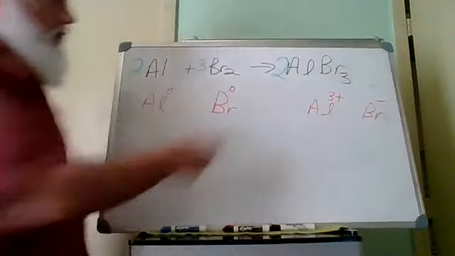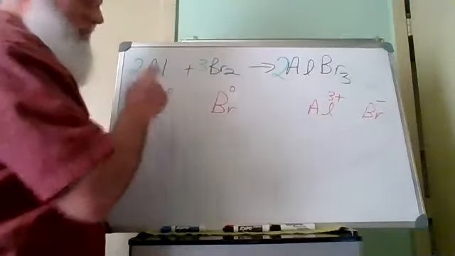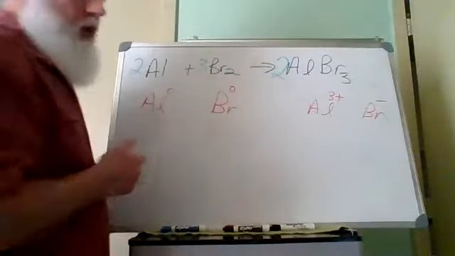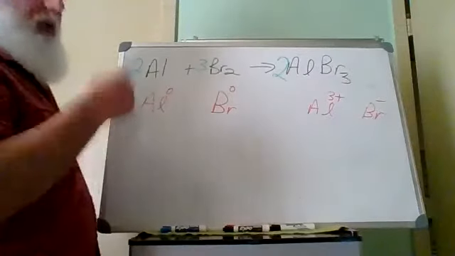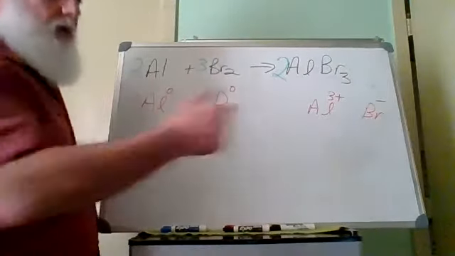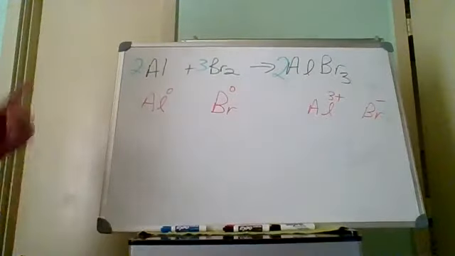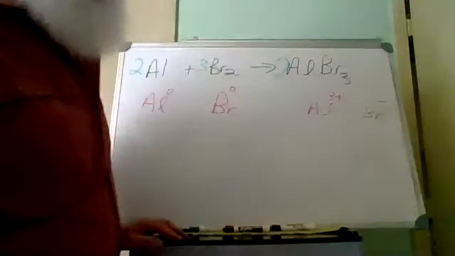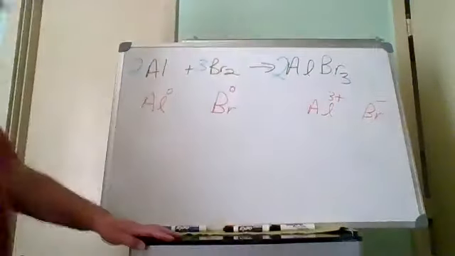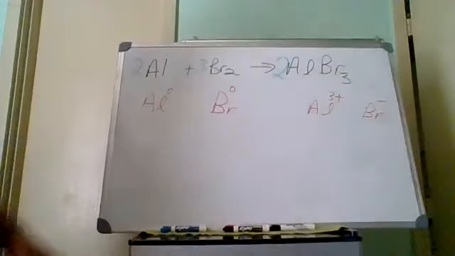That means it gained electrons. So what has happened here? The aluminum metal has given up its valence electrons to the bromines. Right? So electrons were transferred from the metal to the nonmetal. That makes this an oxidation reduction reaction. That happens in every oxidation reduction reaction. Okay? Now, any questions there?